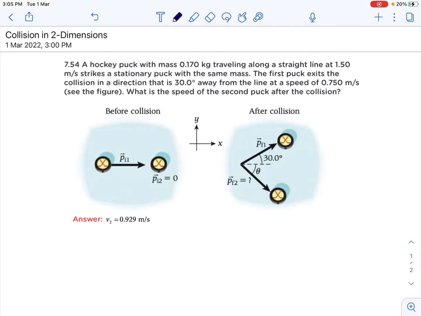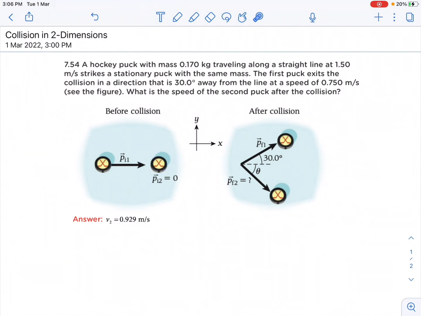This sample problem is related to collision in 2 dimensions. A hockey puck with a mass of 0.170 kilogram traveling along a straight line at 1.50 meters per second strikes a stationary puck with the same mass. So this is the hockey puck that is traveling in a straight line with 1.50 meters per second, and it strikes the stationary puck with the same mass.